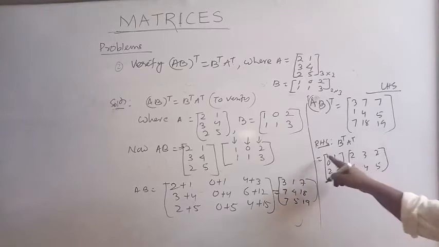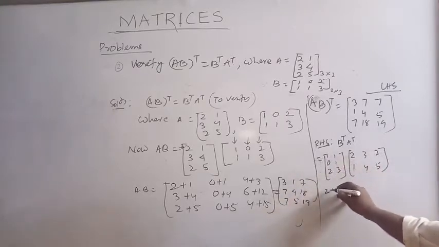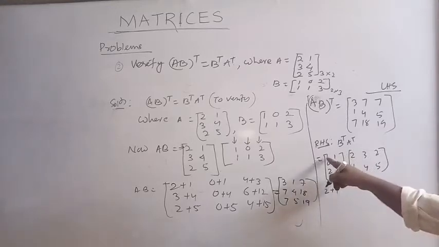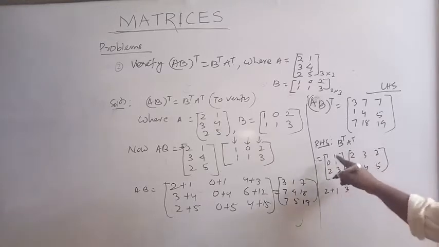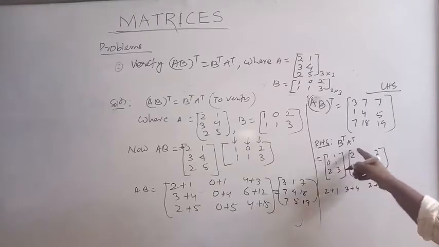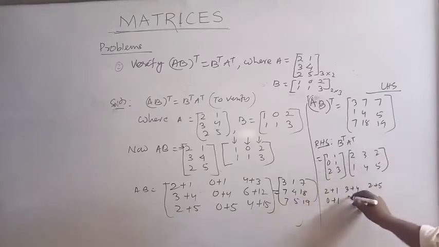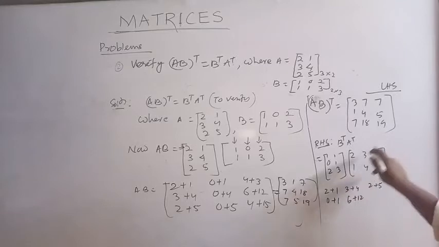Multiply this. 1 into 2 is 2 plus 1 into 1 is 1. Then 1 into 3 is 3 plus 1 into 4 is 4. Then 1 into 2 is 2 plus 1 into 5 is 5. So row 1 is complete. Now row 2. 0 into 2 is 0 plus 1 into 1 is 1. Okay, sorry, this is wrong.